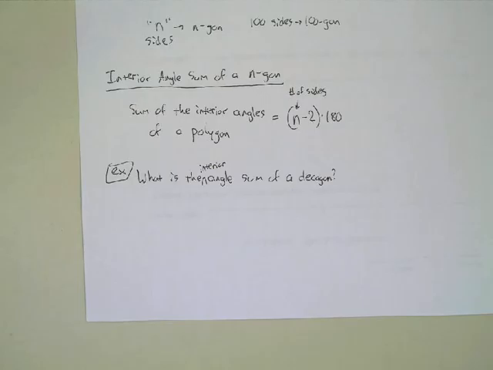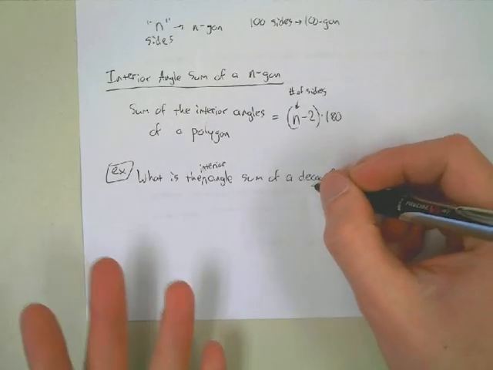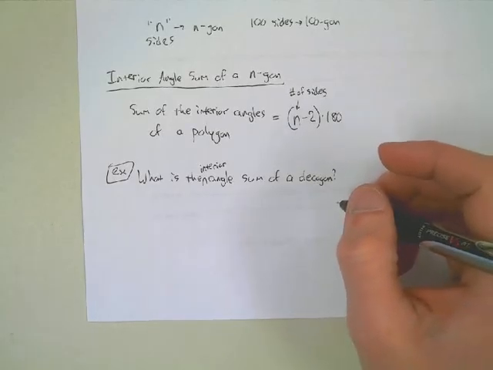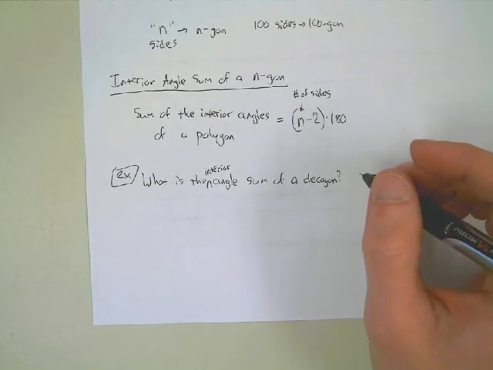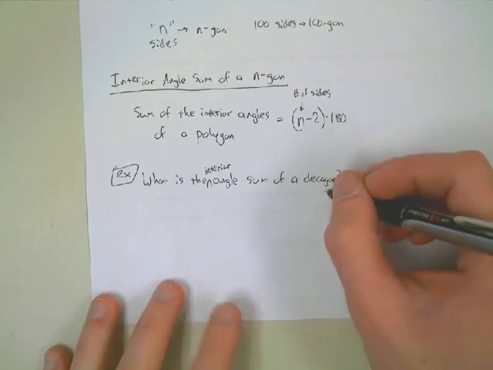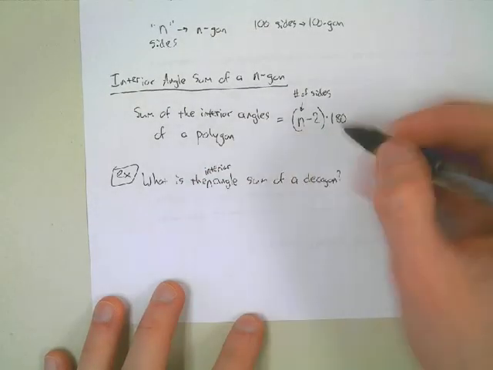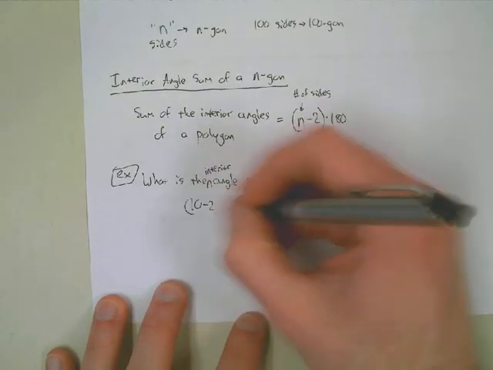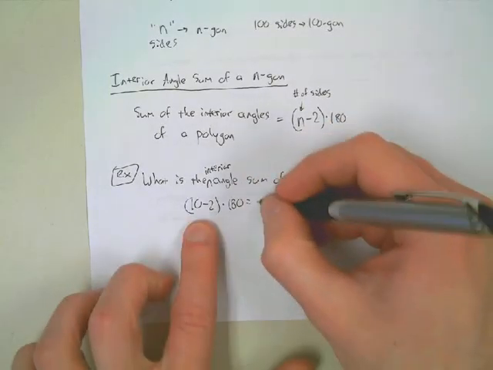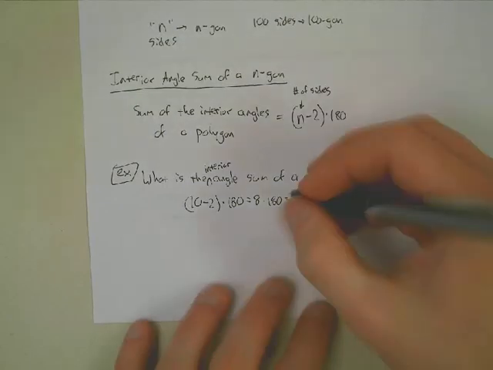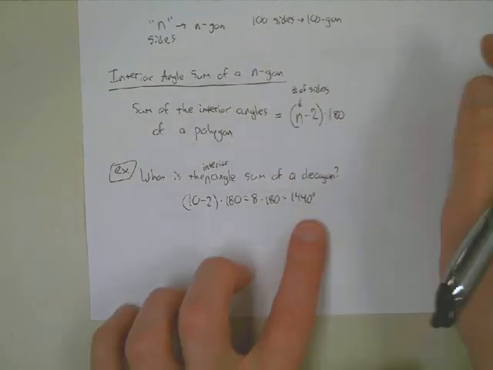10, okay? Remember, deca, think of decade, right? A decade is how many years? 10 years, right? The decimal, that's base 10. So, decade, 10 years, decagon, 10 sides. And so, for our formula, if we want to find the interior angle sum of a decagon, we're going to do 10 minus 2 times 180, which is really just 8 times 180, which is 1,440 degrees. So all the angles in a decagon have to add up to 1,440 degrees.